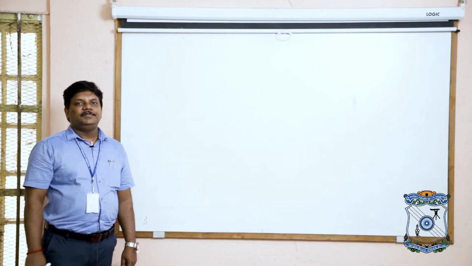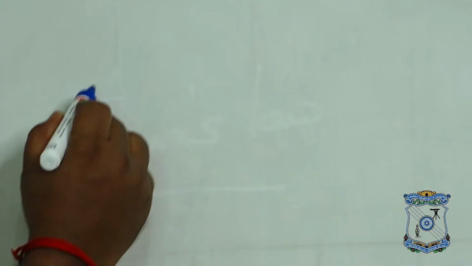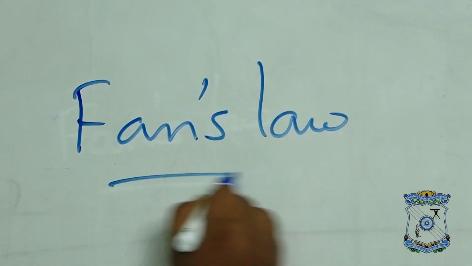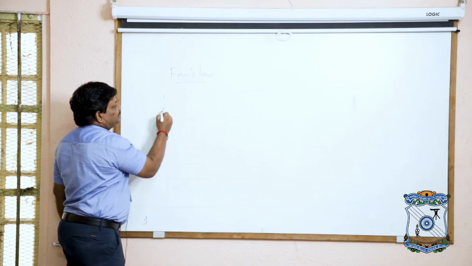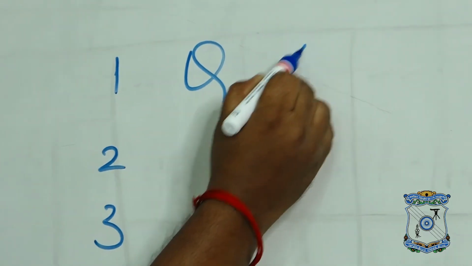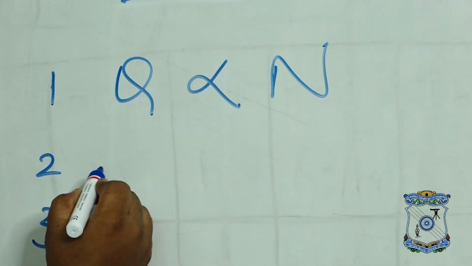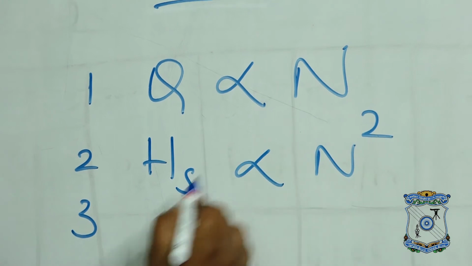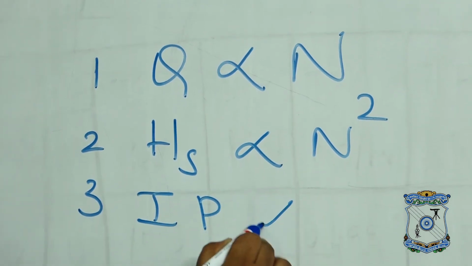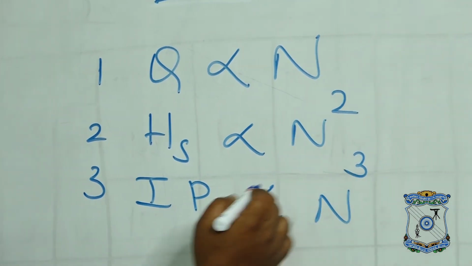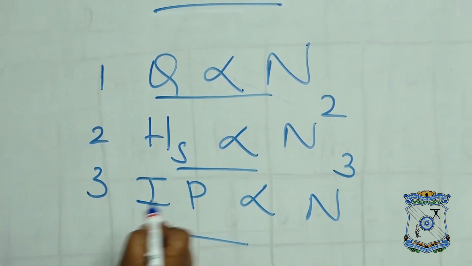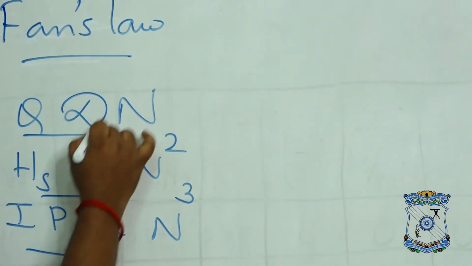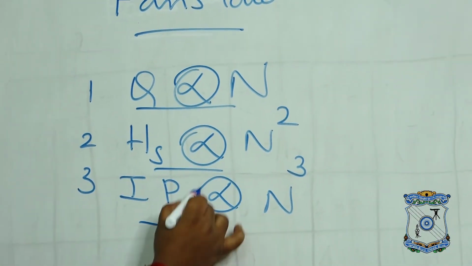So now we are going to verify Fan's law. What is Fan's law? You have three statements in Fan's law. One is discharge is proportional to the speed, and then static head is proportional to square of the speed, then input power is proportional to cube of speed. Now you have to verify these three. How do you have to verify these three?